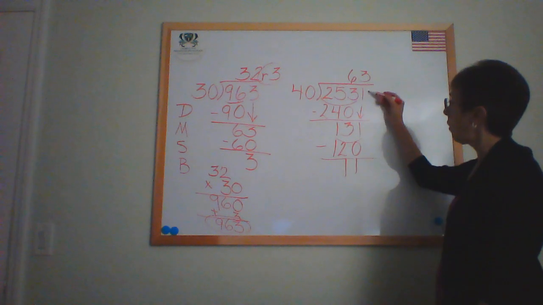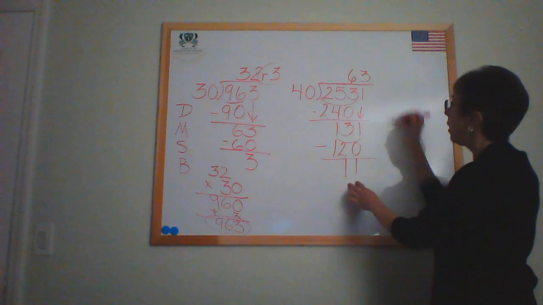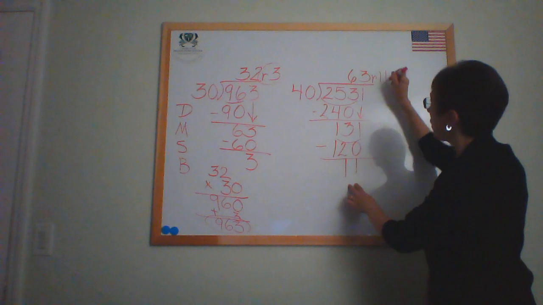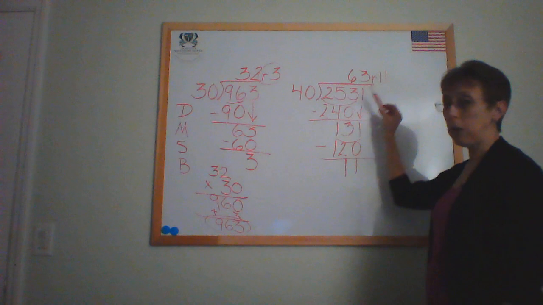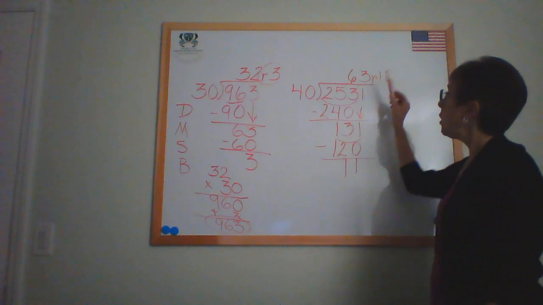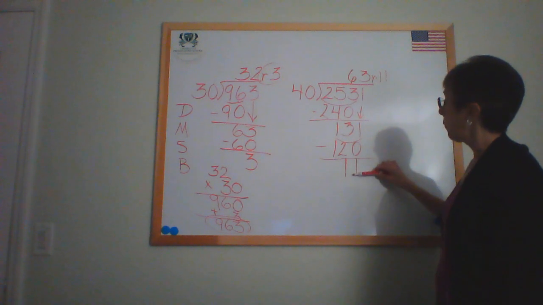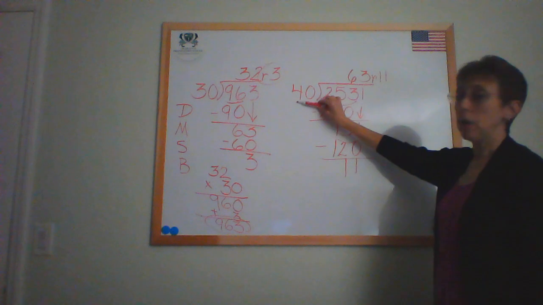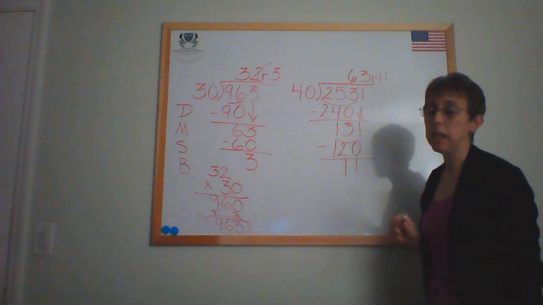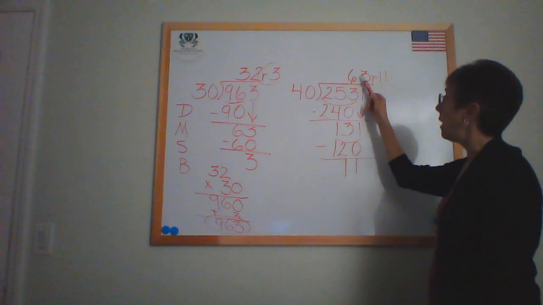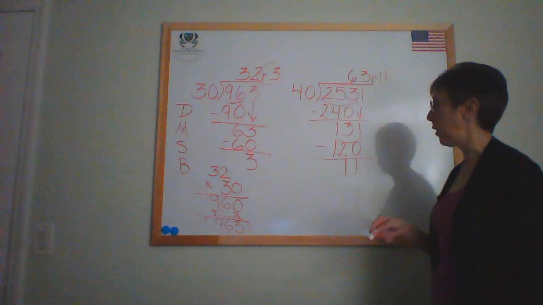Okay, 11. There are no other digits to bring down. We bring up the remainder. Remember, you can have a 2-digit remainder, you can have a 3-digit remainder, but your remainder is always going to be less than your divisor. If it's not less than, you made a mistake, and this number here should be higher.